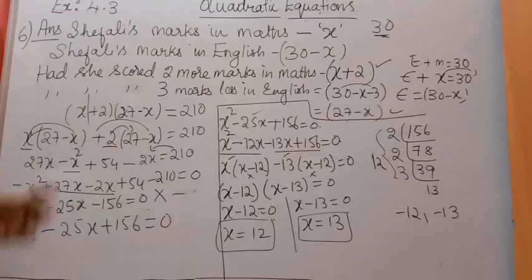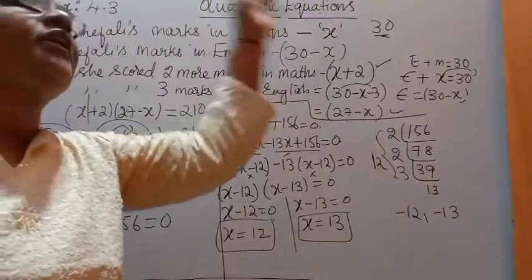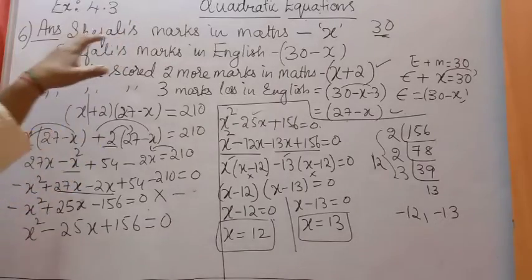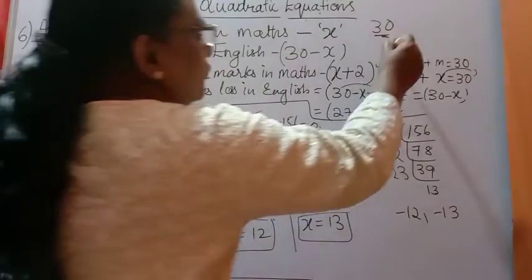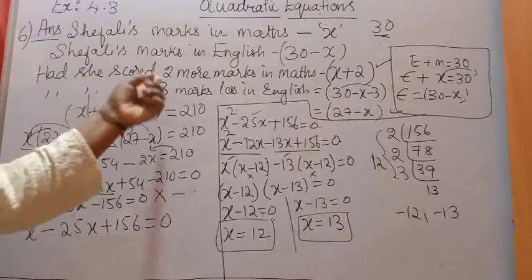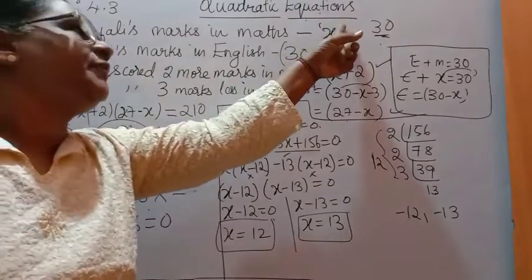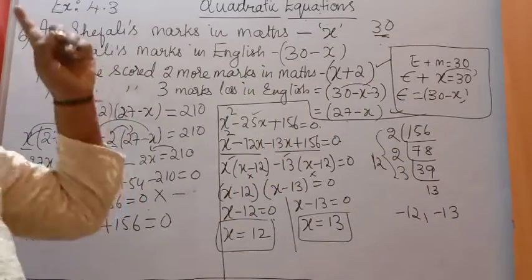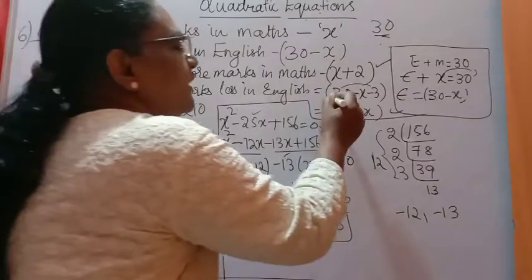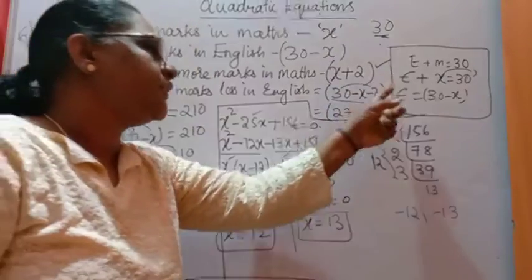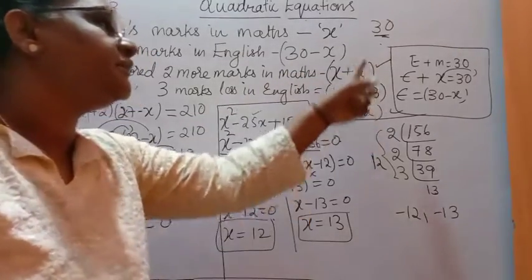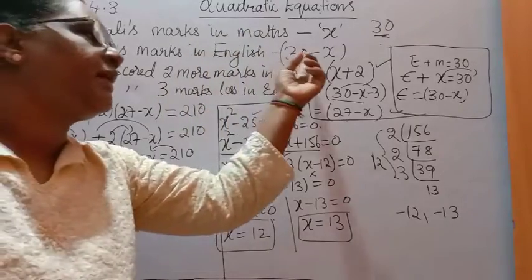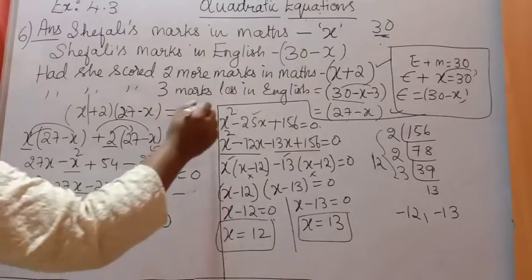So here in the problem, I have kept Shefali's marks in mathematics as x, because they have given the sum as 30. In English, take out maths marks from the total. That will be your English marks. I have told you how to find the English marks here. Okay. Next. Suppose she had scored 2 more marks in mathematics. So this is her maths marks plus 2. If she had scored 3 marks less, means minus, so this is her English marks minus 3. So 30 minus 3, you will get 27 minus x. You have to take the product of this and this, because they have given the product of marks scored in maths and English. Okay, product of these two is 210.